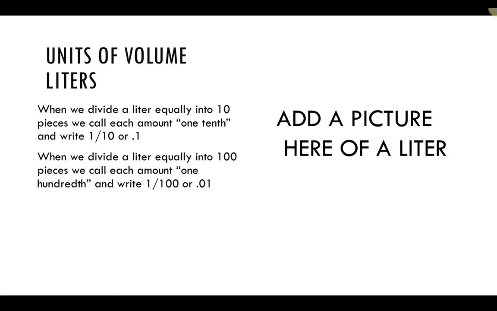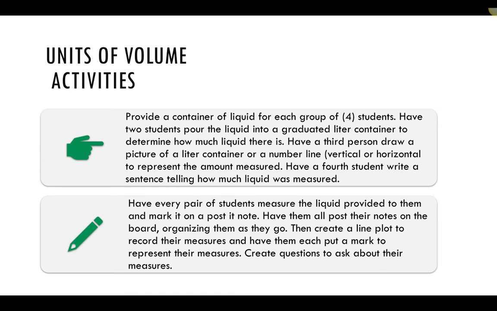If you divide the liter equally into 10 pieces, you call it 1/10. If you divide it into 100 pieces, you call it 1/100th. And look, we sometimes even split into 1,000th pieces and call it 1,000th. Write 1/1,000 or 0.001 for 1,000th.